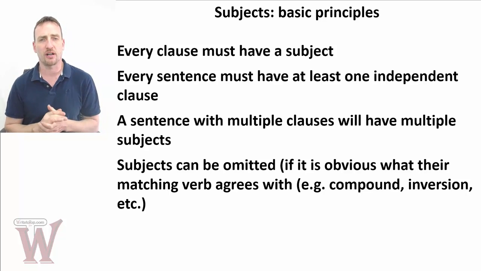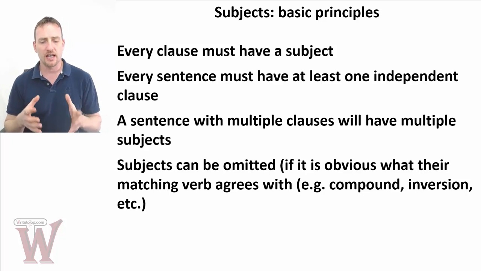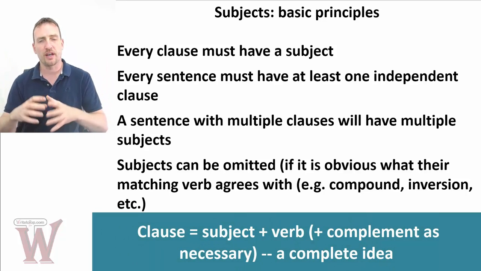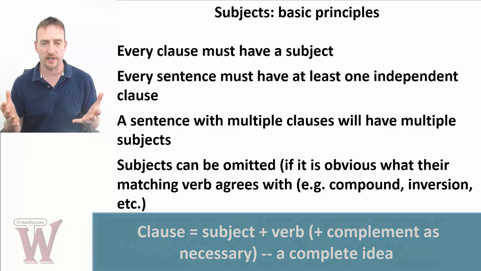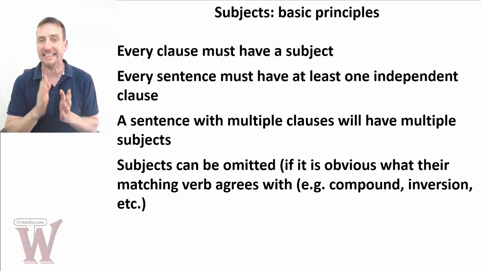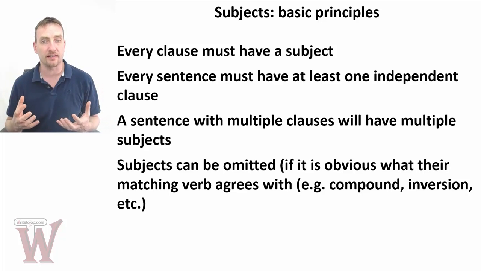So, first of all, let's talk about subjects in general, some basic principles. Every clause must have a subject. If there's no subject, it's not a clause. Now, just to refresh our memories, what is a clause? A clause is a group of words that has a subject and a verb and a complete idea, okay? A sentence can be one clause. A sentence can have many clauses, okay? But every sentence in English must have at least one independent clause. An independent clause can stand by itself as a complete idea, okay?